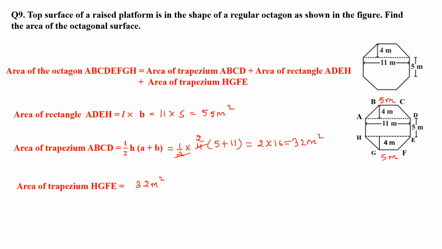So now area of the octagon surface will be area of the rectangle plus area of both the trapeziums. So 55 plus 64. And if you add everything, you are going to get 119 meter square. So area of the octagonal surface is 119 meter square.